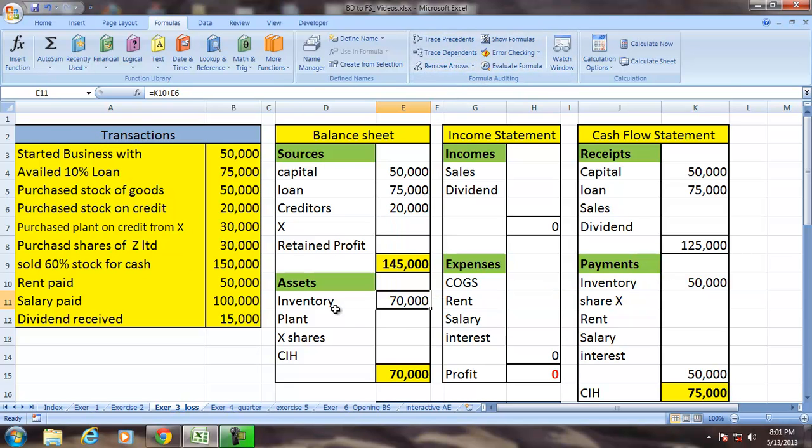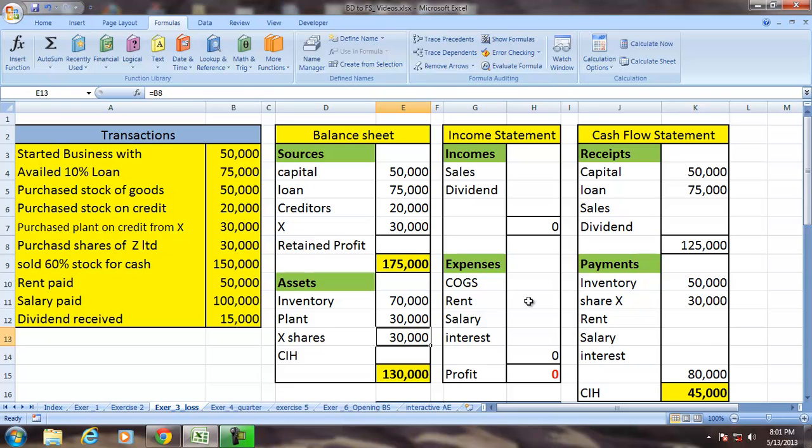Purchase a plant on credit from X, so plant is 30,000 and X is a supplier, and creation of a liability. Acquisition of an asset resulted in creation of a liability. Purchase of shares for cash, the shares is an asset of 30,000 and that resulted in the payment. So payment has resulted in the creation of an asset. An asset here is the share.